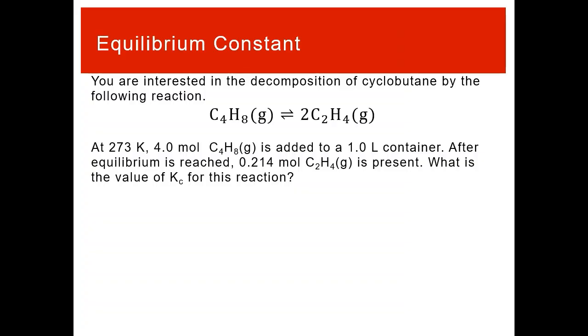All right, you're interested in the decomposition of cyclobutane by the following reaction. C4H8 as cyclobutane becomes 2C2H4. At 273 Kelvin, 4.0 moles of C4H8 is added to a 1.0 liter container. After equilibrium is reached, 0.214 moles of C2H4 is present. What is the value of Kc for this reaction?